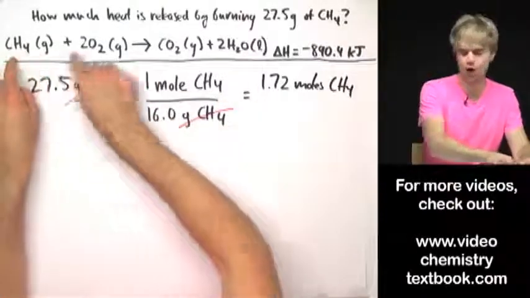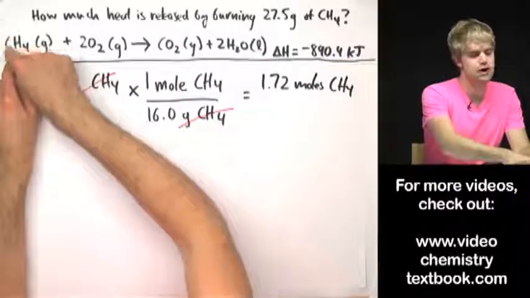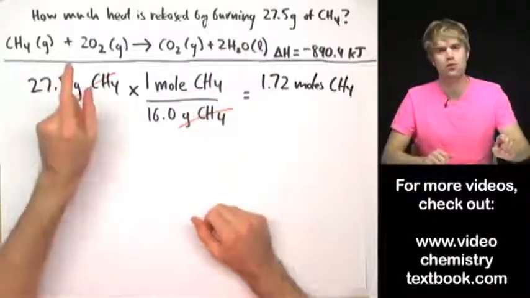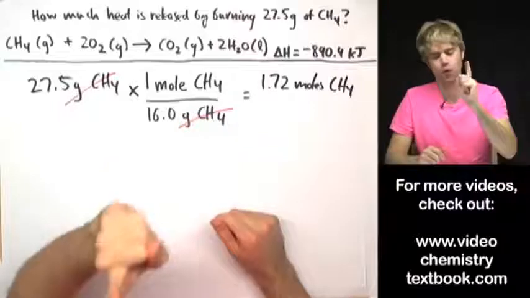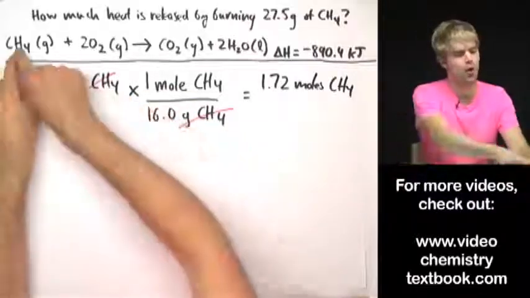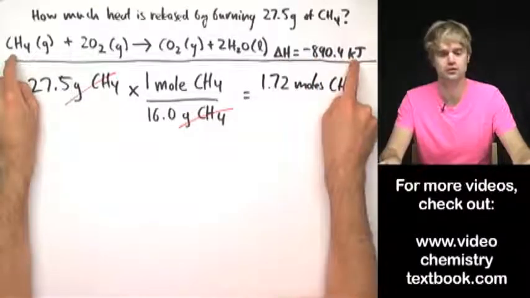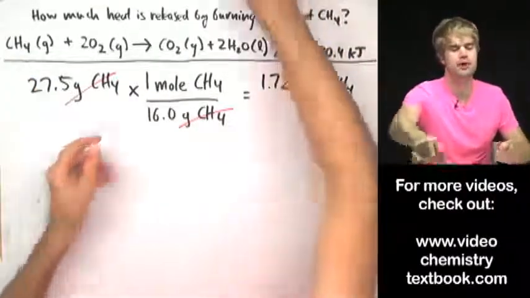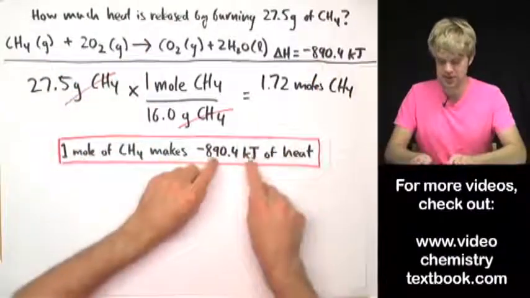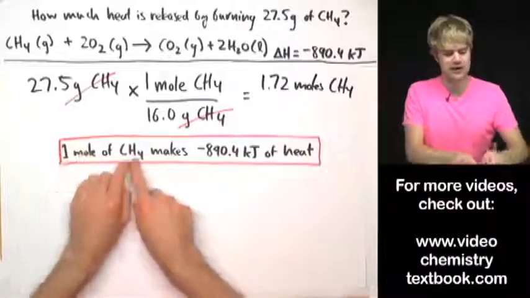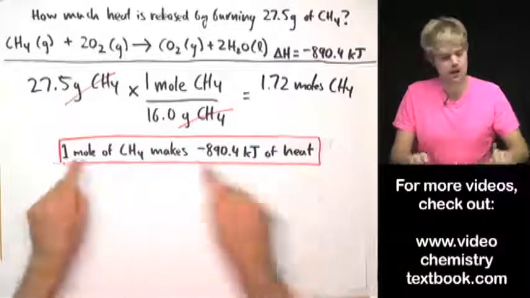At this point, I can go up and take a look at this equation. Look at methane here. There's no number in front of it, which means that we have one CH4. You have one if there's not a number, right? We have one CH4, or 1 mole of CH4, and negative 890.4 kilojoules. What this means is that 1 mole of CH4 makes this amount of heat. So if I had exactly 1 mole of CH4, I'd know exactly how much heat gets released. But I don't have 1 mole.